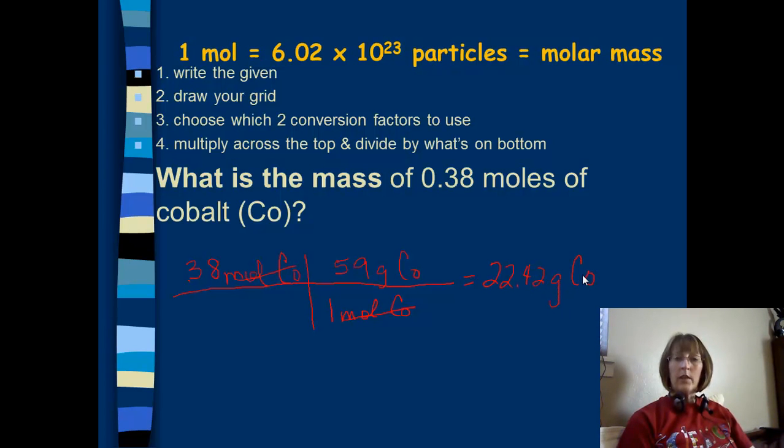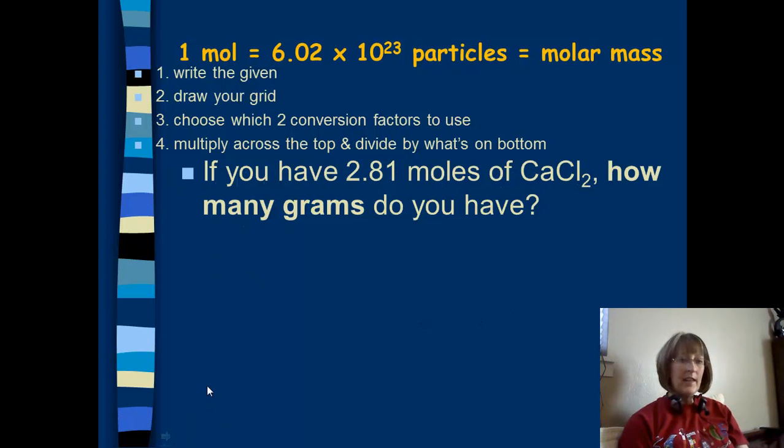grams of cobalt. Now, I typically tell you guys that you need to keep 2 digits to the right of the decimal on each of these. And so we're not worried at this moment about significant digits. And we'll save significant digits for a different time other than what we're doing right now. Okay, next one, let's see, number 4. If you have 2.81 moles of calcium chloride, how many grams do you have?